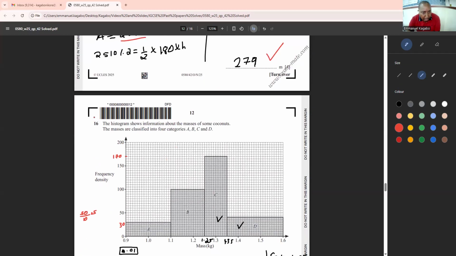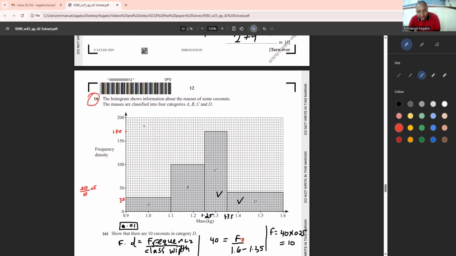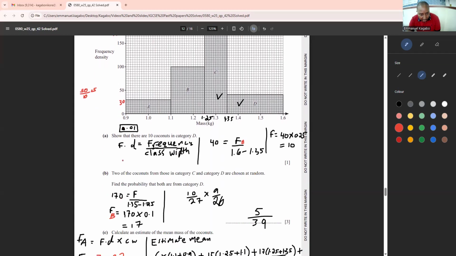Question 16. This is a histogram. One thing you need to know whenever you see a histogram is that you have to use frequency density, and frequency density is given by frequency over class width. This is the formula which you need to know. Of course, I even wrote it here.